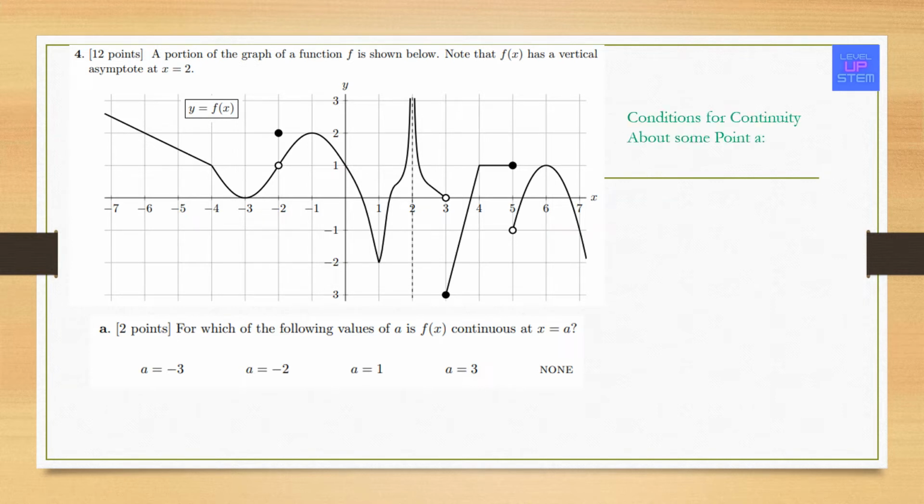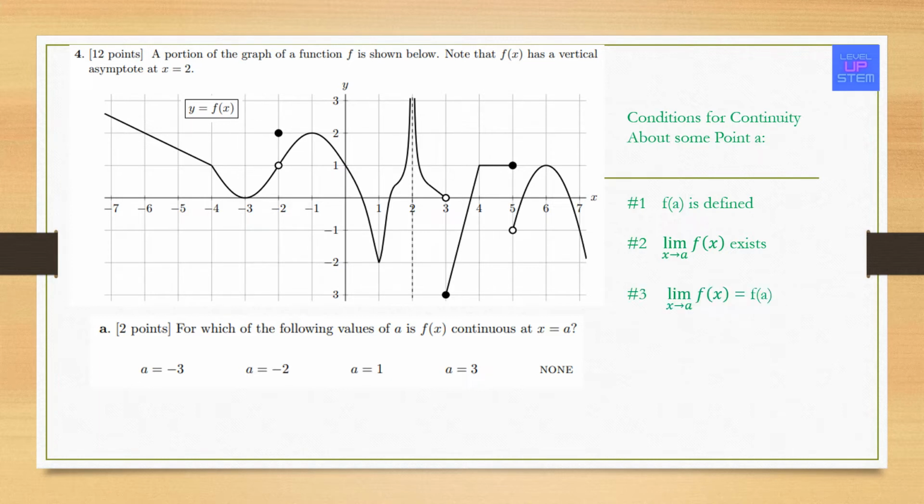To begin this problem, I want to recall the conditions for continuity about some point a. The first condition is that f of a has to be defined. There has to be a y value for this given x value. The second condition is that the limit as x approaches a of f of x exists. This is telling you that as you come from the negative direction and the positive direction, that same limit has to be equal between both of those.